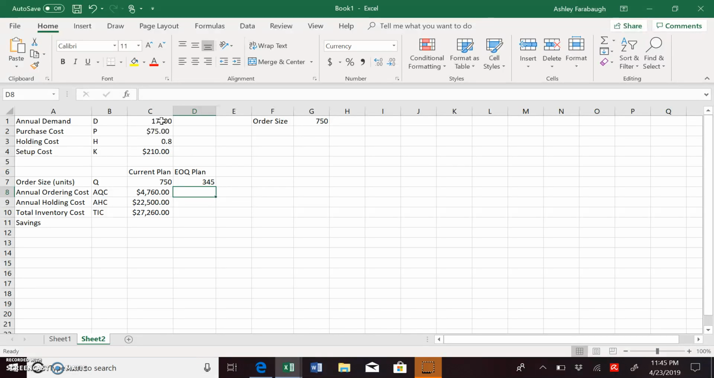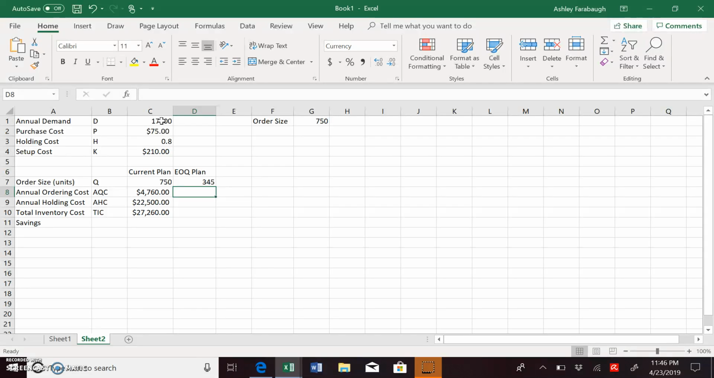We get 345. When you're doing these type of problems for the order size, you want to make sure you have a whole number. If you have decimal points, make sure you round up or round down depending. But you need to have a whole number. This will make your answers very neat and easier to read and look at and understand the problem. So our order size for an EOQ plan is 345 units.